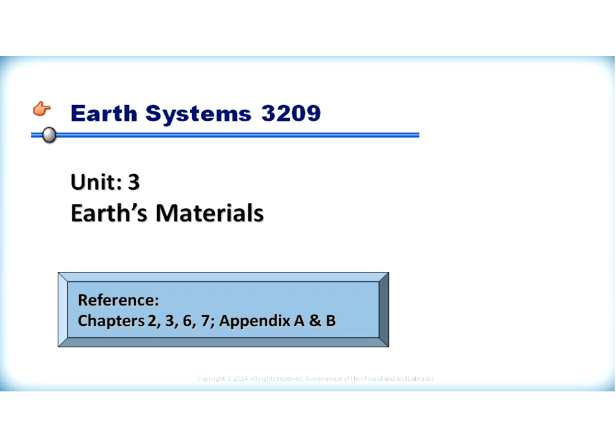Earth Systems 3209. Unit 3, Earth's Materials. References can be found in the textbook in Chapters 2, 3, 6, 7, Appendix A and Appendix B from the Curriculum Guide.